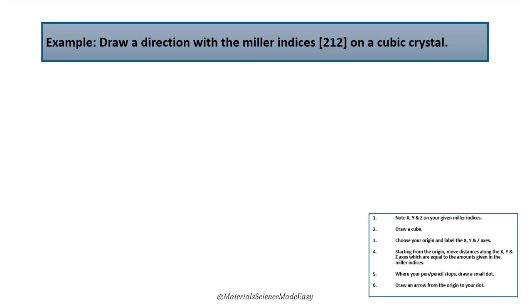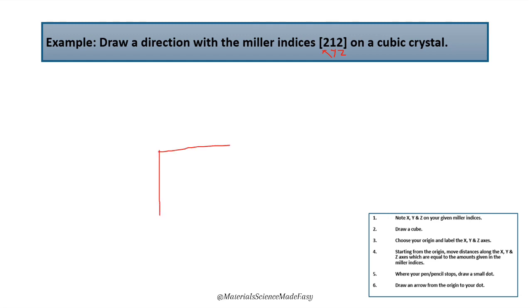Let's look at the next example. There's another interesting one, right? We're having 2's now. Draw a direction with the Miller indices 2, 1, 2. Let's try and follow these steps and see what we get. Step number 1, label your x, y, z. Obviously, now we've seen the importance of doing this labeling, I hope.